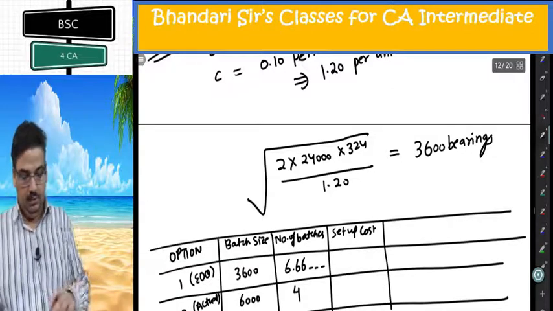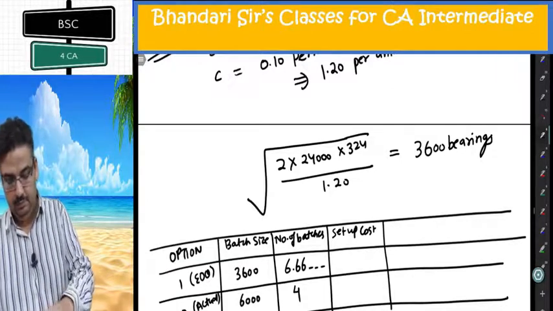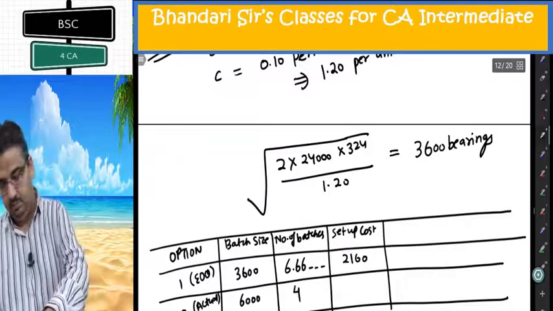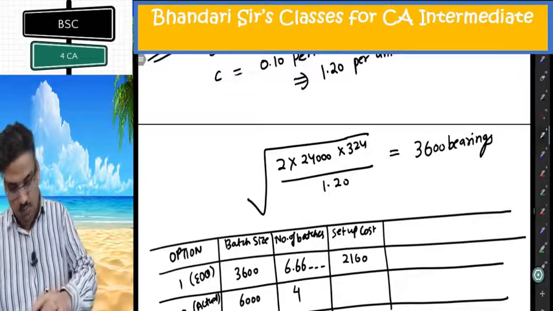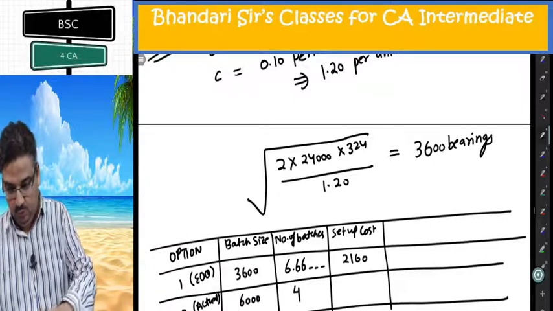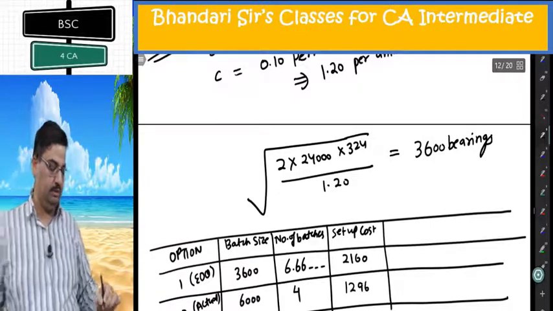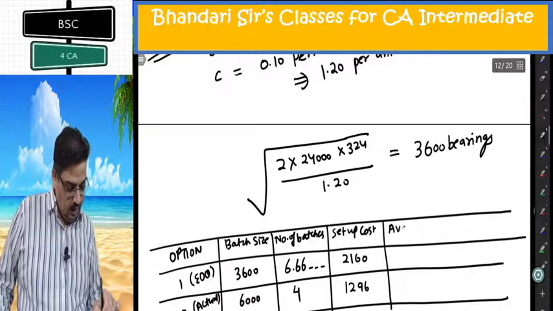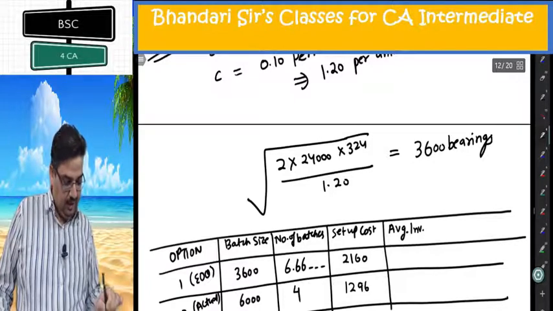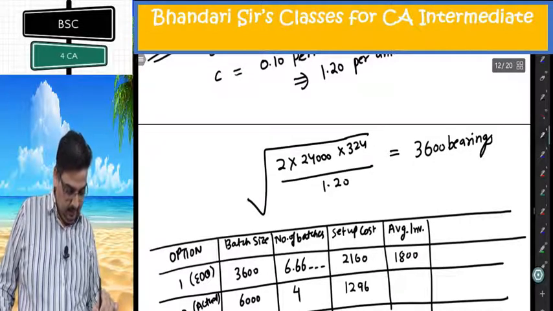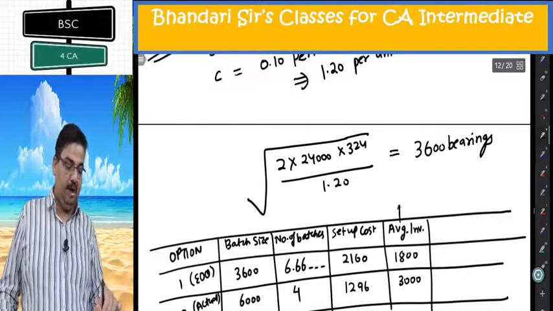Setup cost into 324, you get 2160. 324 into 4, you're getting 1296, lesser setup cost. Average inventory: 1800, 3000. It is batch size divided by 2.